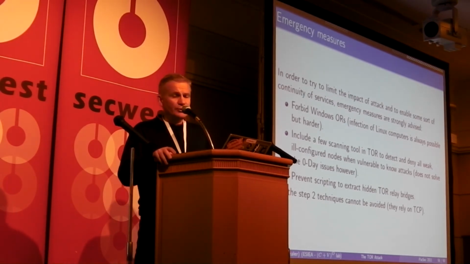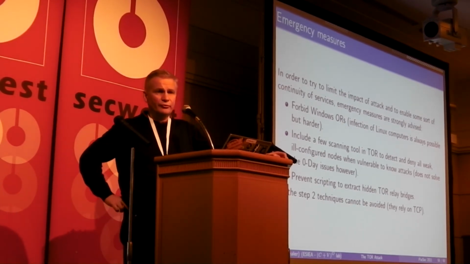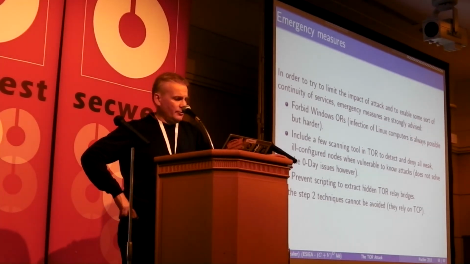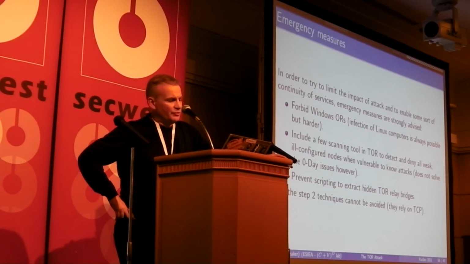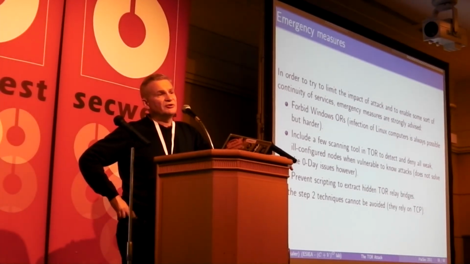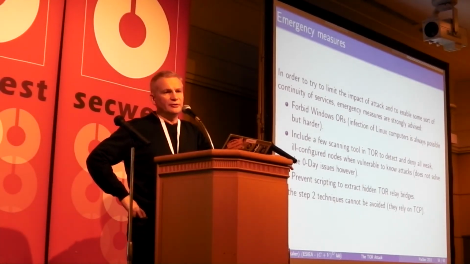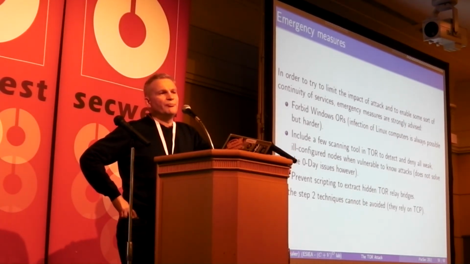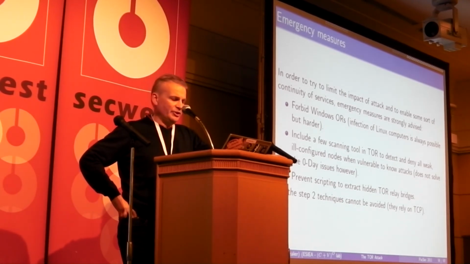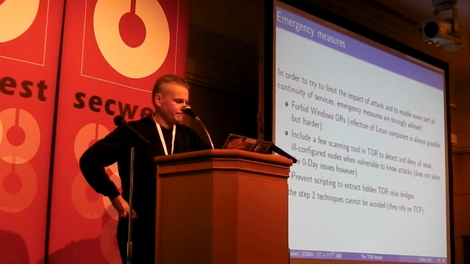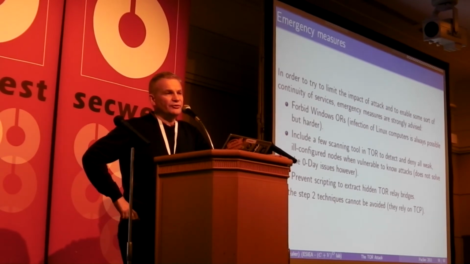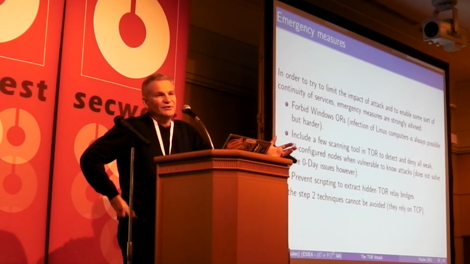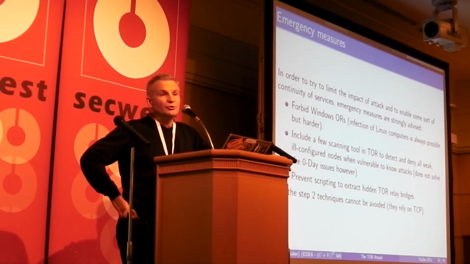So as an emergency measure, I think that the TOR Foundation should forbid Windows unknown routers, or at least those who are too weak, to allow some fingerprinting and general auditing. Is it possible? I don't know. But it just solves one part of the problem, because you don't manage zero-day issues. If possible, prevent the scripting that extracts the hidden TOR relay bridge. So it's just an idea, but I'm not sure that it's possible.